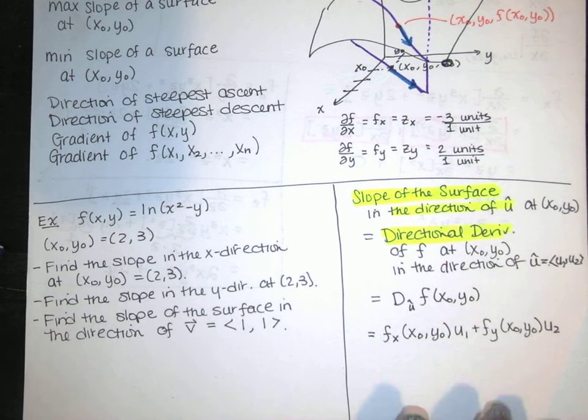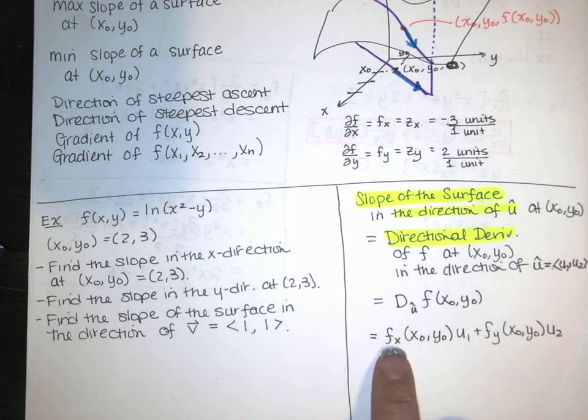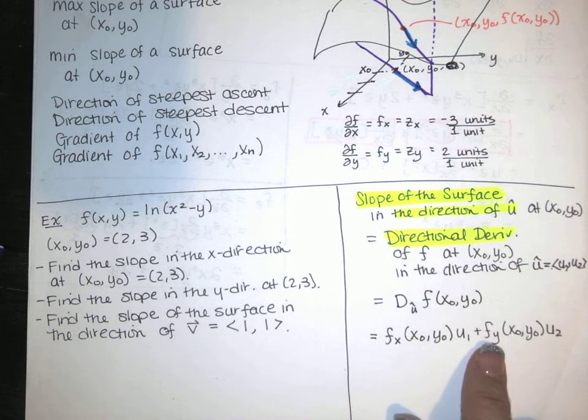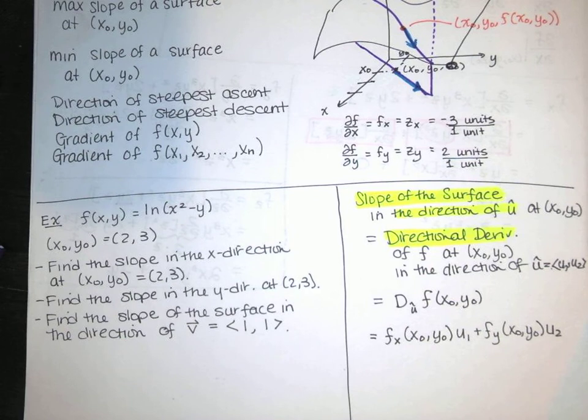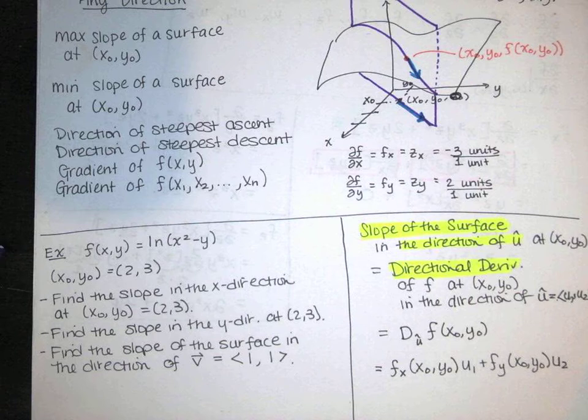Okay, so in order to calculate something like this, I need slope in the x direction at that point, slope in the y direction at that point, and I need a unit vector that's heading in the direction that we want to go, in the direction that we're interested in, trying to find the slope in that direction.